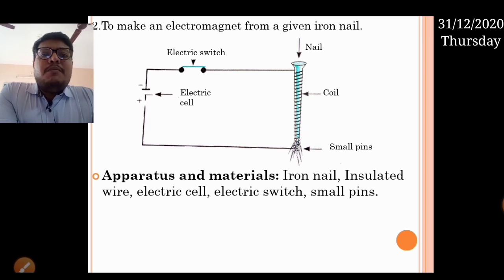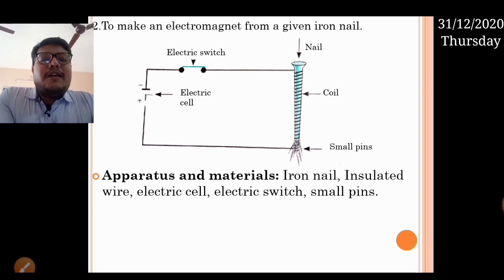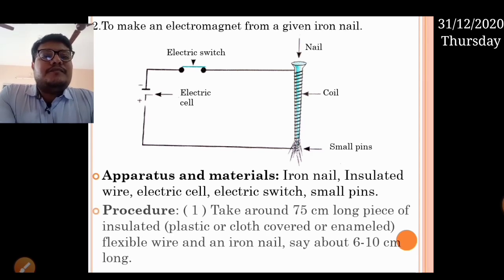So materials that are required, from the figure you can easily write: iron nail, insulated wire, electric cell, electric switch, and small pins. Okay, now let's see procedure. So procedure, first one, take 75 cm long piece of insulated wire. It can be of plastic or cloth, right? It should be flexible wire, and the second one is iron nail. The length of the iron nail could be 6 to 10 centimeter long. So these are the things that we need to take.